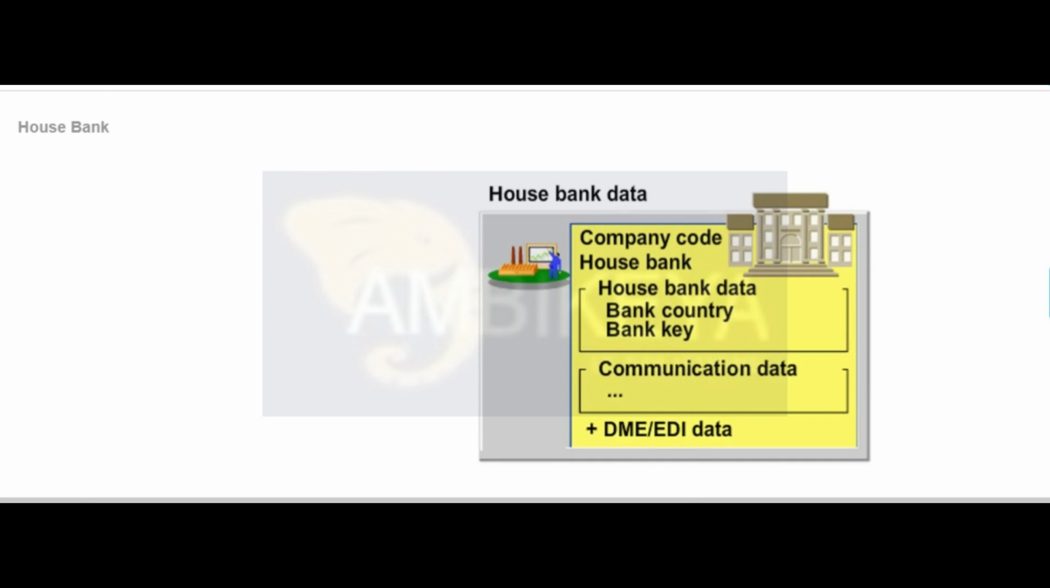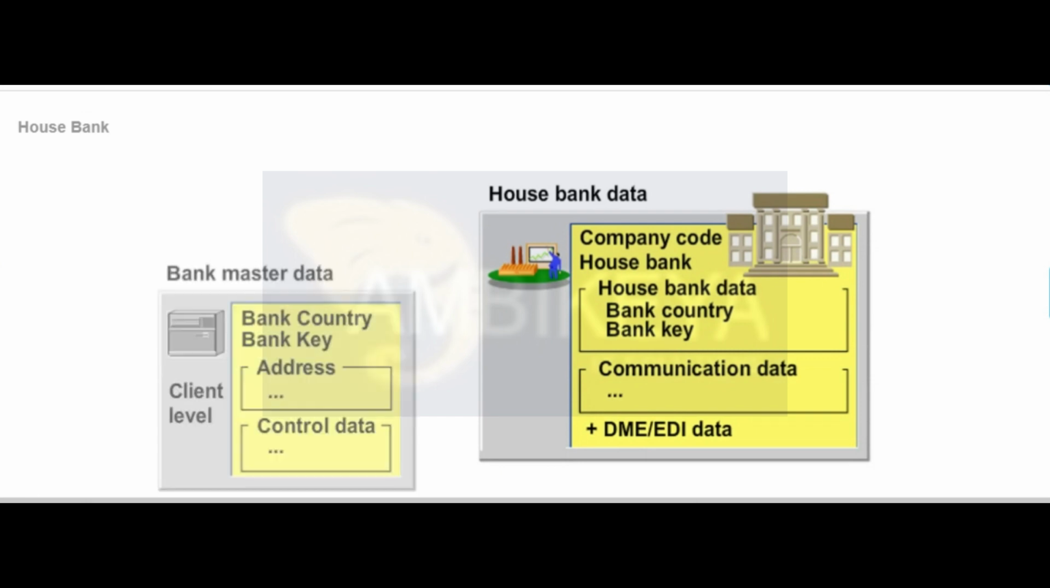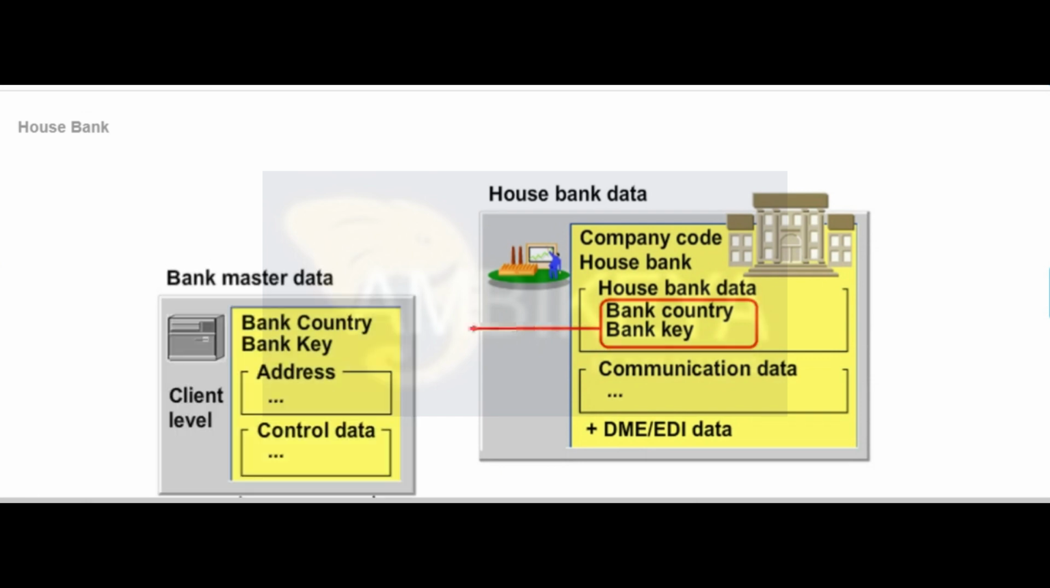The banks your company uses are called house banks. House banks contain the following information. Bank master data. Information for electronic payment transactions. Bank accounts for each house bank. General ledger accounts for each bank account. Electronic data interchange or EDI partner profiles and data medium exchange or DME details. The payment program uses the house bank ID to determine which bank to use.